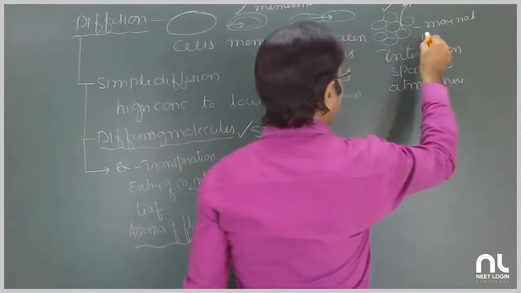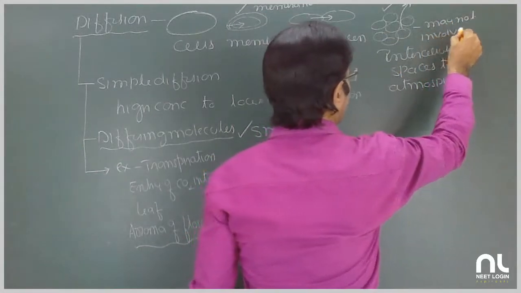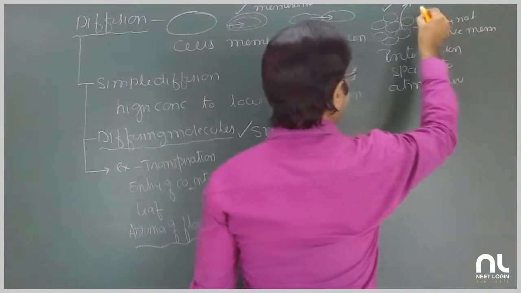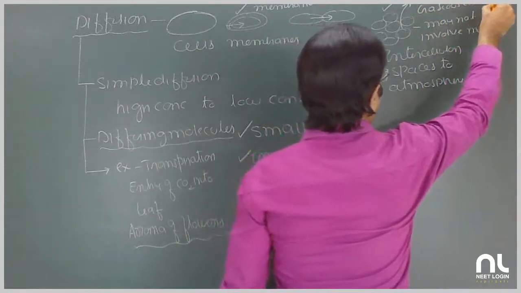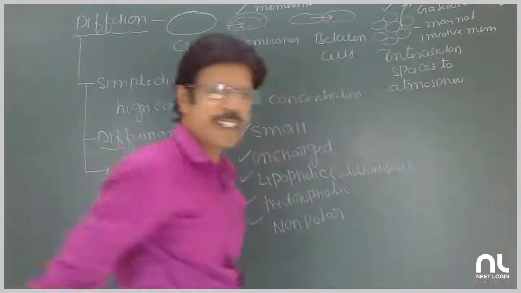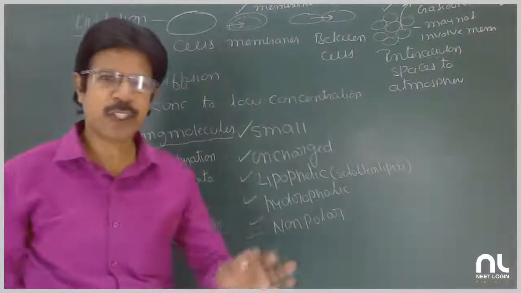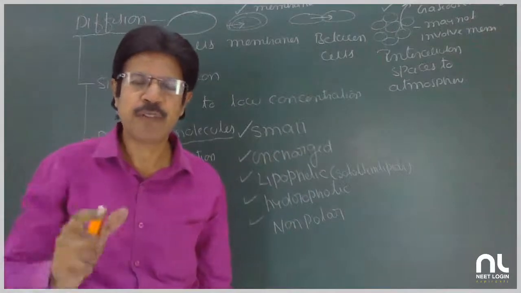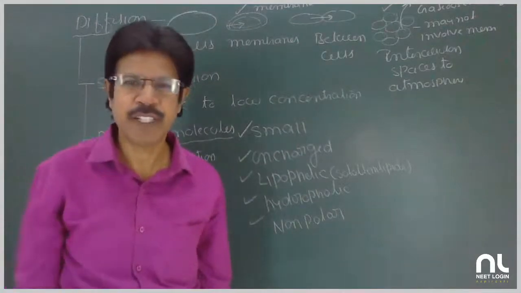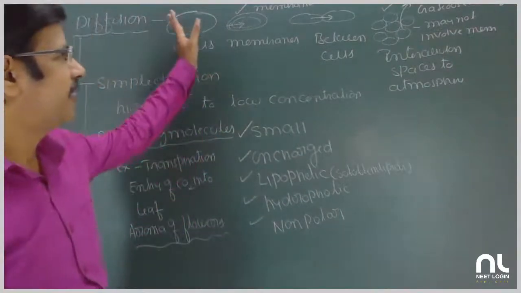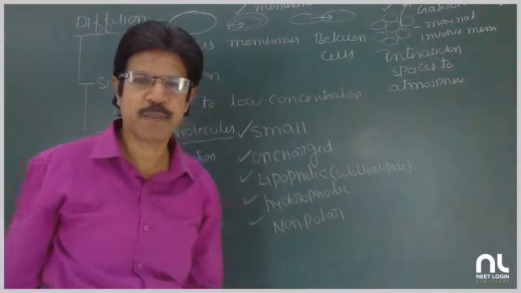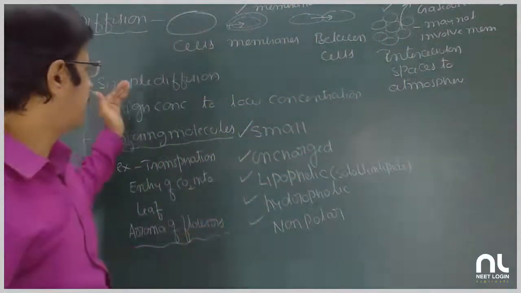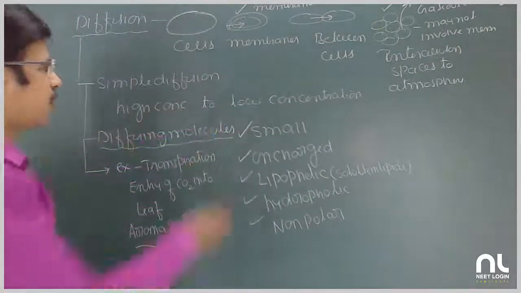May not involve membrane. It is gaseous exchange. That is also MCQ. May involve membrane, may not involve membrane. Within the cell, crossing the membrane, between the cells, and intercellular space to the atmosphere. It is simple diffusion, high concentration to low concentration.